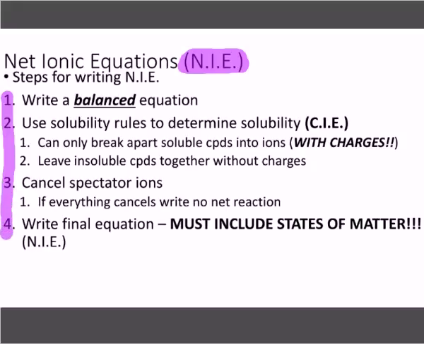First things first, if you are not given a balanced equation, you have to write a complete balanced equation. So as we saw from the bell work yesterday, I may give you reactants, and you have to identify the type of reaction, predict your products, and then balance it from there. That's the first step. Then, step 2, we're going to use our solubility rules to determine their solubility. This is where we're going to write what's called a CIE. What CIE stands for, guys, is Complete Ionic Equation.